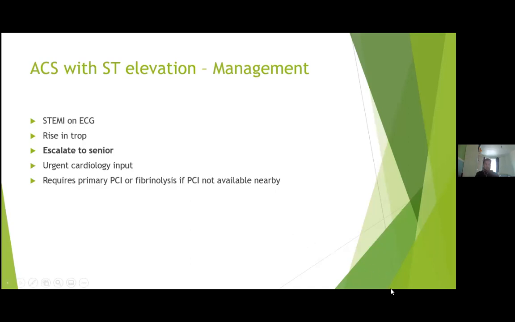This is more specialist and senior management. They've got a STEMI on the ECG, they've got a rise in troponin, and you've given the antiplatelets. At this point the main thing is to escalate to the seniors. Get whoever's senior involved, whether that's your reg or SHO or whoever it is. The patient really needs an urgent PCI, and cardiology need to deal with it. So this is more for senior management for this sort of patient.